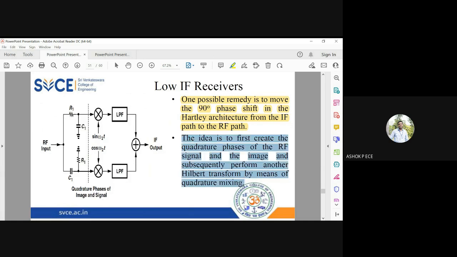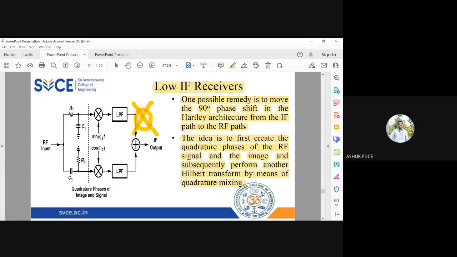Okay, so I'm going to use the same Hartley architecture for the low IF receiver. Only one difference I'm going to have in the Hartley architecture. In the upper path, I'll have a 90-degree phase shifter block, and then only I'm going to add my signal. That 90-degree phase shifter block is going to be removed here, and I'm going to add my signals directly, and then I'm going to filter the signals before I pass them to the mixing circuit. Okay, so this is going to be the architecture for the low IF receiver.